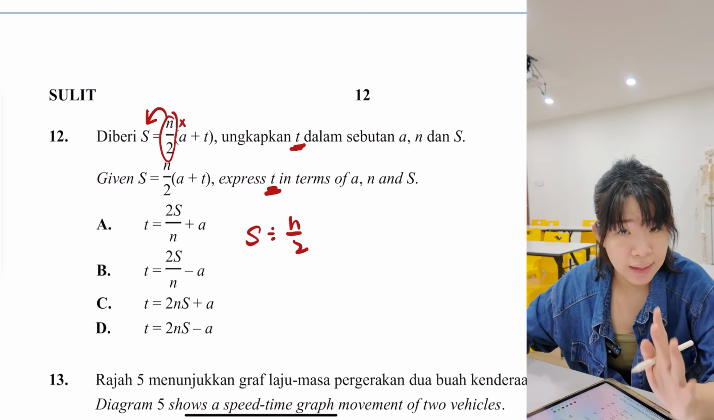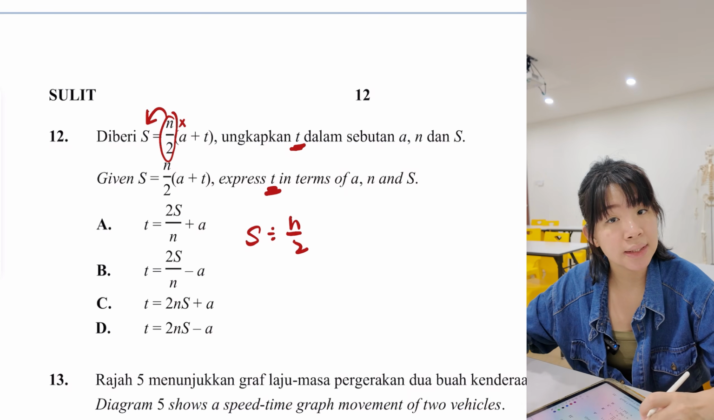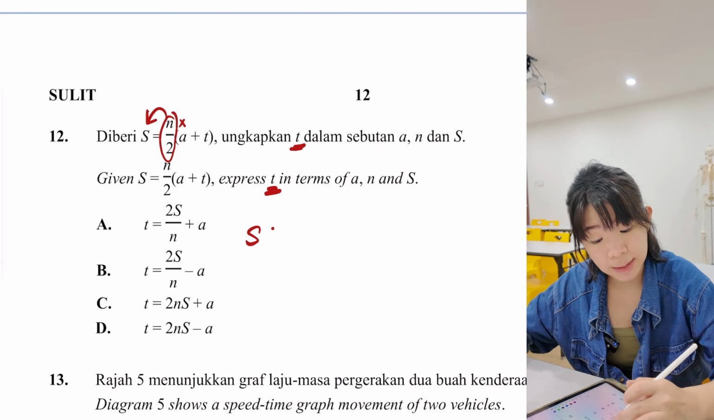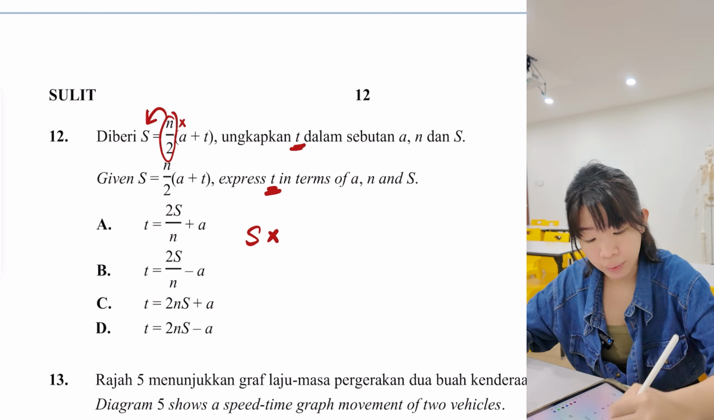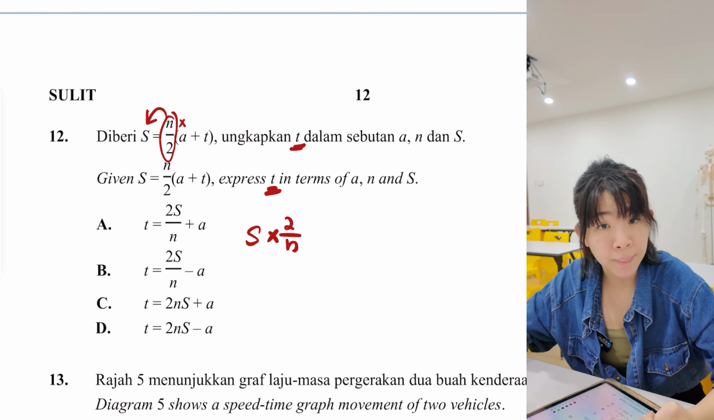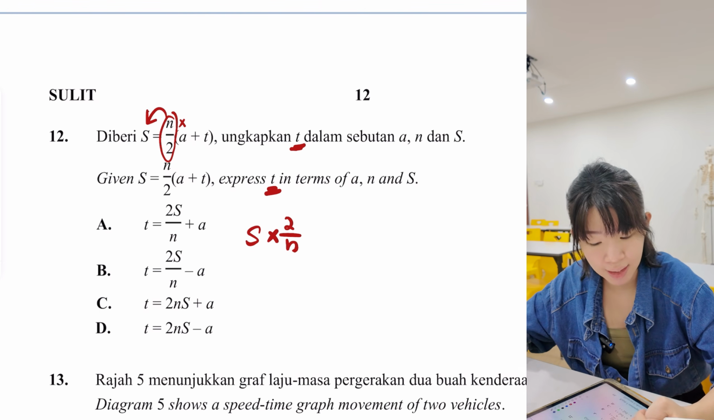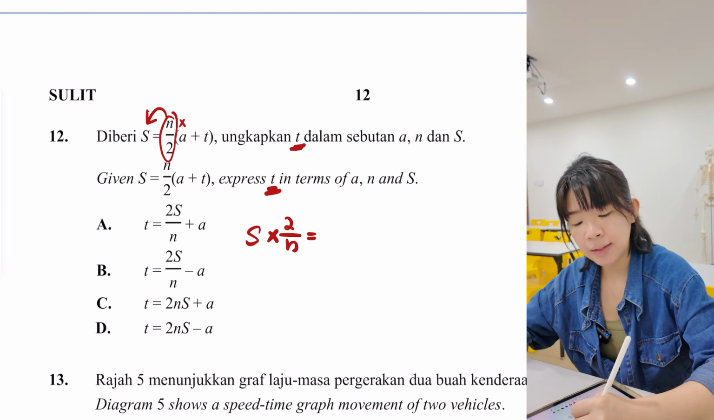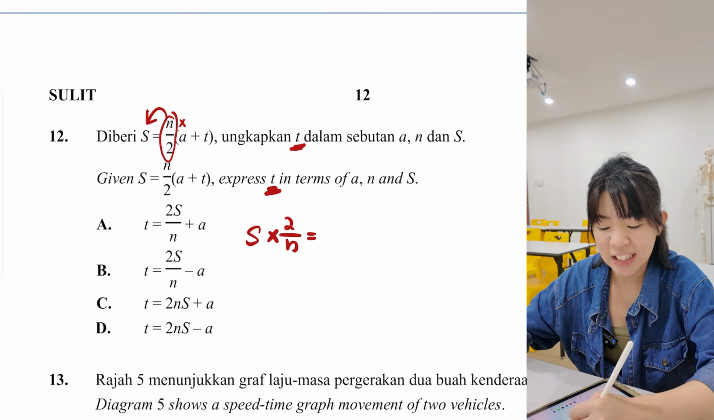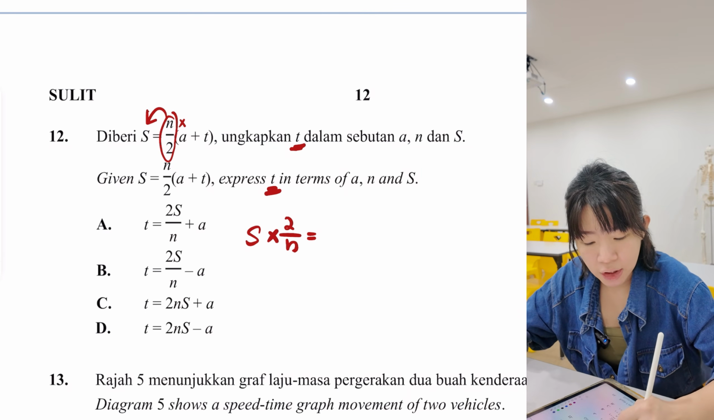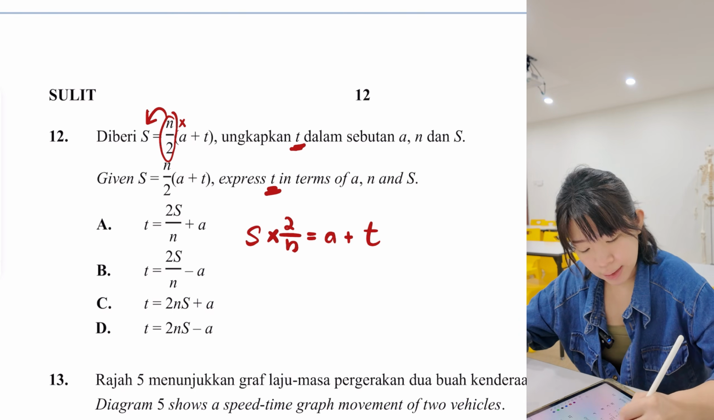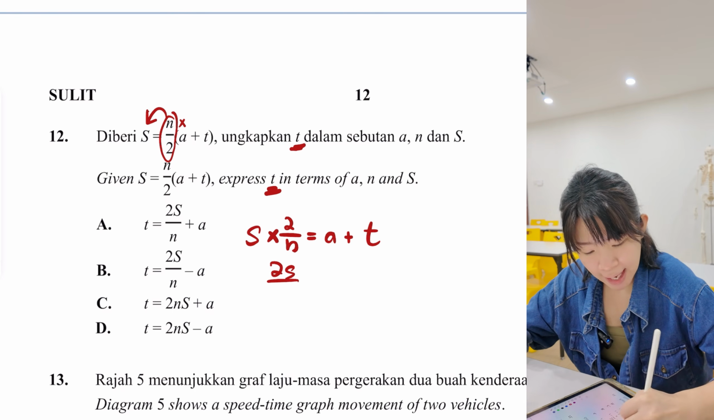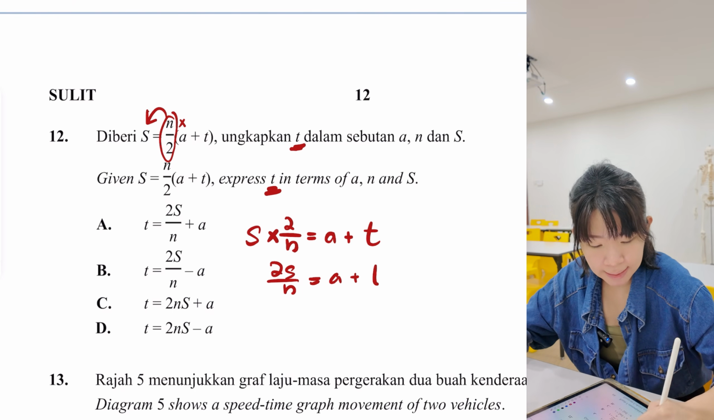Here, listen. If you divide by a fraction, we can always change it to times, then flip it. So we write 2 on top and n at the bottom. Agree? Understand? Okay, equal. Now the other side, no need to put bracket anymore since there's nothing in front. So it's a plus t. On the left hand side, we have 2s over n equal a plus t.